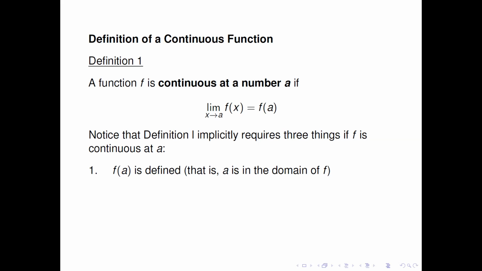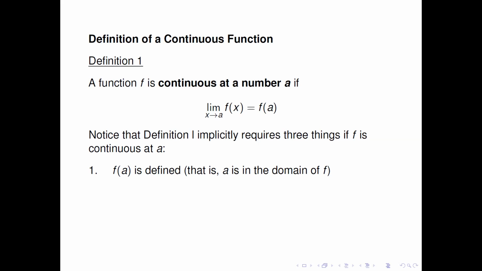The first of these is that f at a exists. In other words, that this thing on the right-hand side is well-defined. In other words, that a is in fact in the domain of f. So I will remind you very quickly what we mean by this concept of the domain of a function. Remember that a function is a rule that allocates for each input value an output value. So these input values all come from a particular set called the domain of f, right?